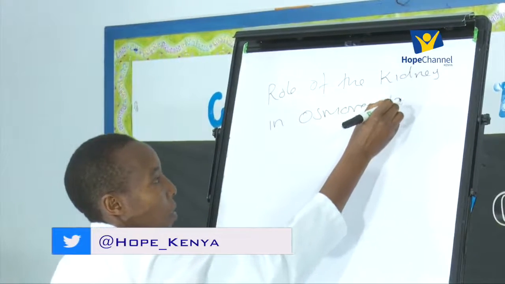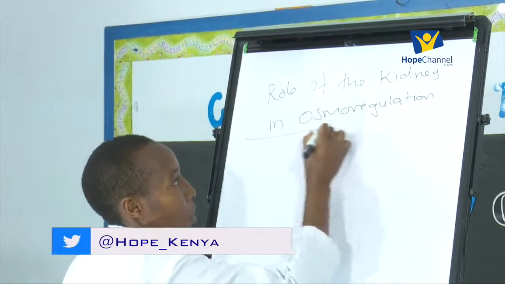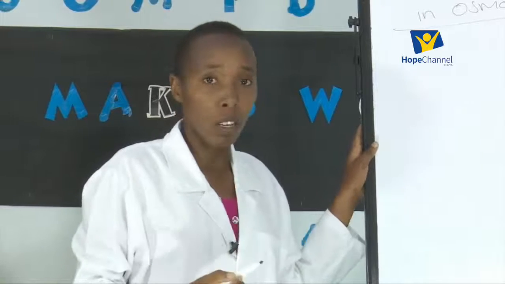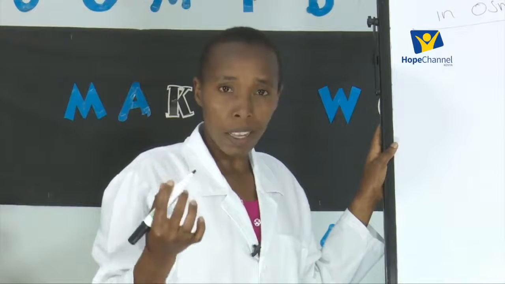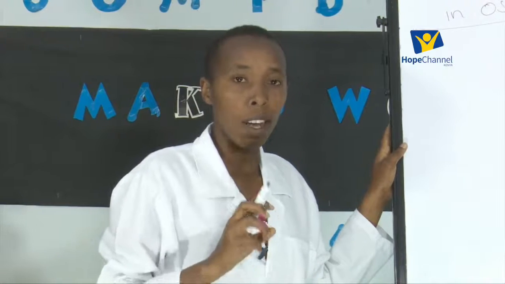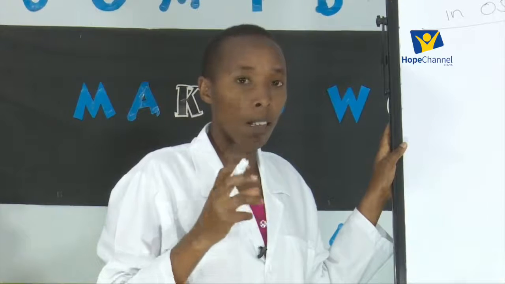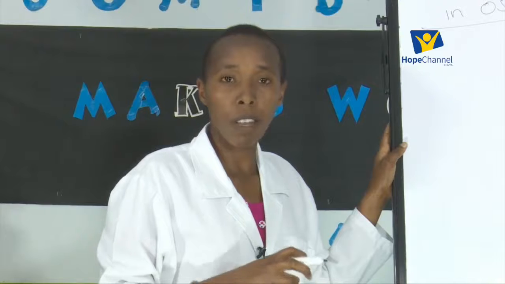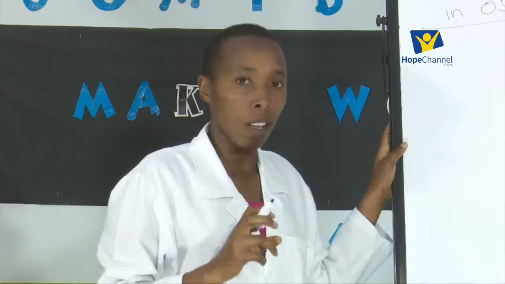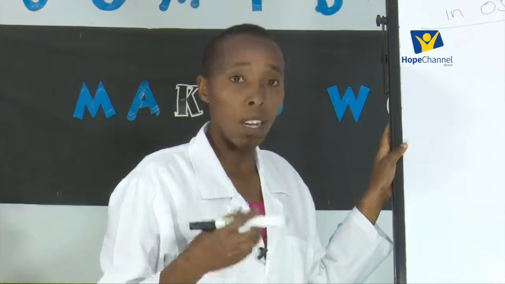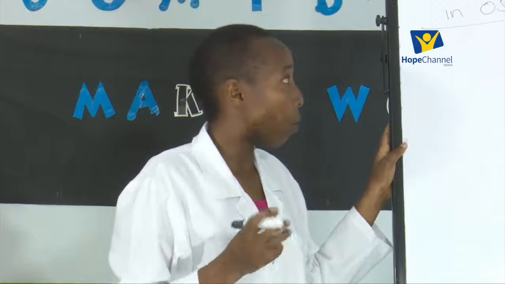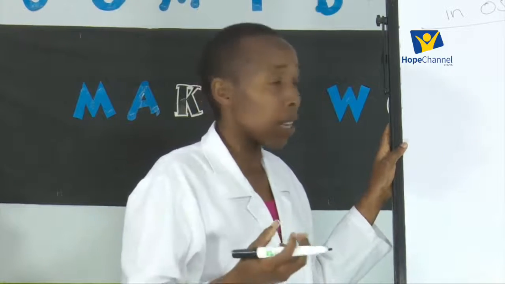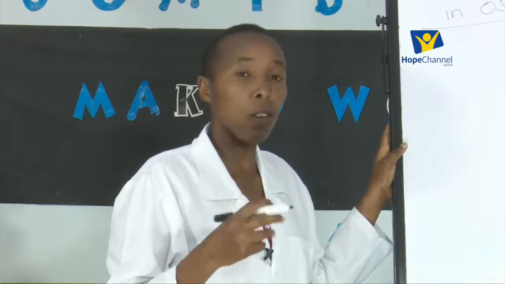Now, we ask ourselves, what is osmoregulation? When we define the word osmoregulation, it is balancing the amount of water and the amount of ions in the body fluids. Balancing the amount of water in the body fluids, balancing the amount of ions, e.g. salt ions like sodium, they usually affect the osmotic pressure. So when we talk about osmoregulation, we are balancing the osmotic pressure of the body fluids.